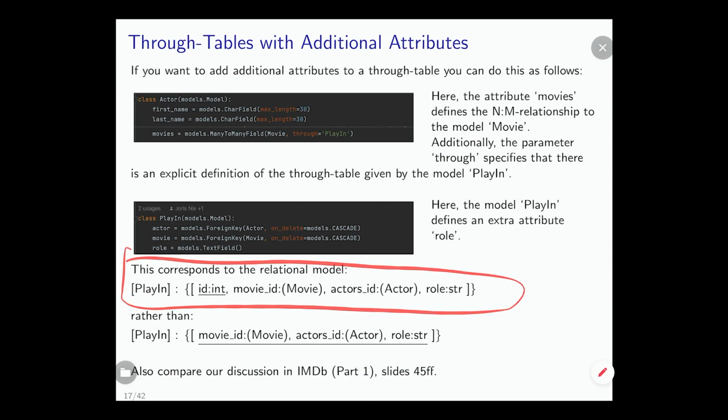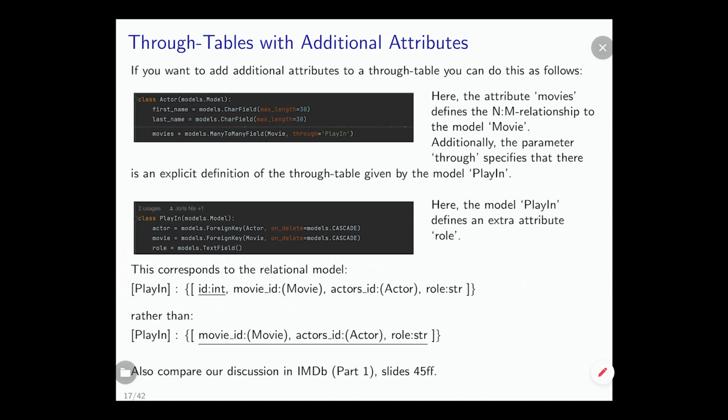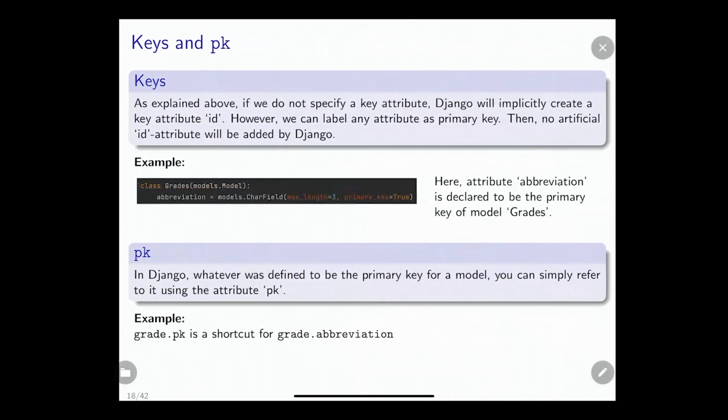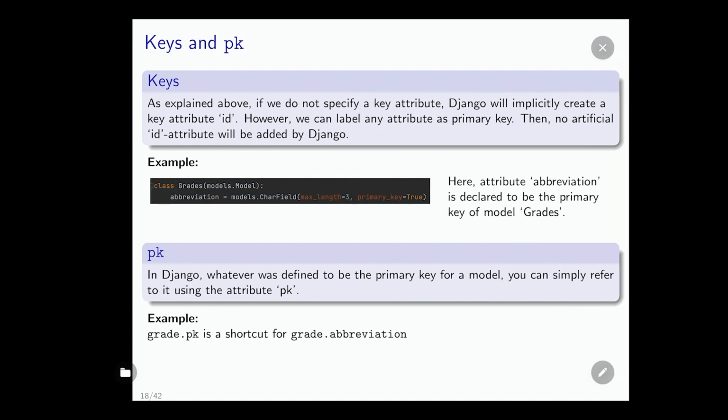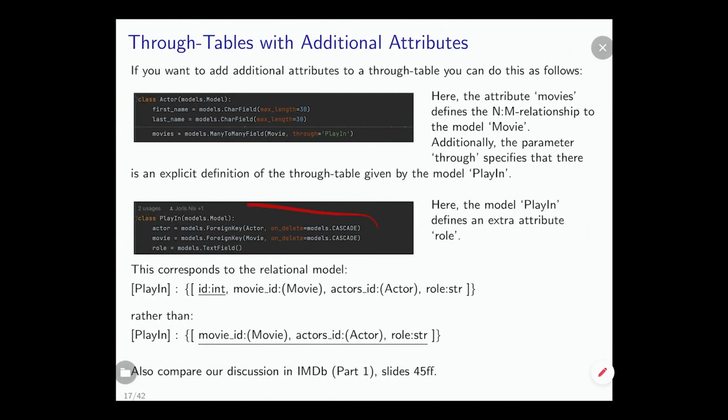So again, as there's no key specified here, at no point do you see one. I have an example later on for that. Here a key is specified like this. You say primary key equals true, then this abbreviation in this case becomes the grade. But here there's no such definition. Here there's no primary key being specified. That means Django will create an attribute ID, not displayed in the model, but it will be present in the database table. And that will be the primary key.